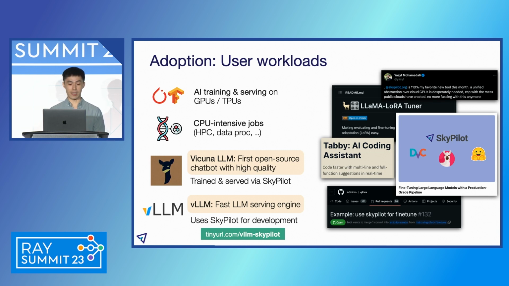Perhaps most excitingly, we are seeing a lot of leading cutting-edge LLM projects adopt SkyPilot. For example, LMSYS's Vicuna project was trained and actually is being served using SkyPilot. It is the first open source chatbot with high quality. Also, Berkeley's vLLM project has taken the AI community by storm since a couple of months ago. And the vLLM team actually has written a very nice blog post talking about how they use SkyPilot to do all of their development. And they are actually here today to give a talk at 2:30 today, so we encourage everyone to check them out.